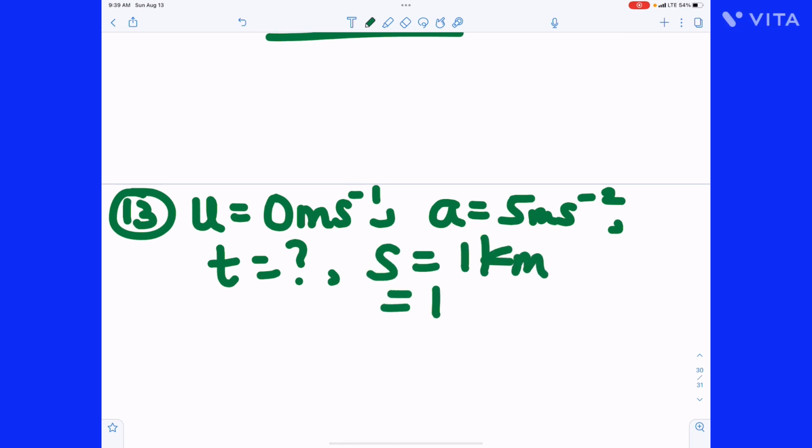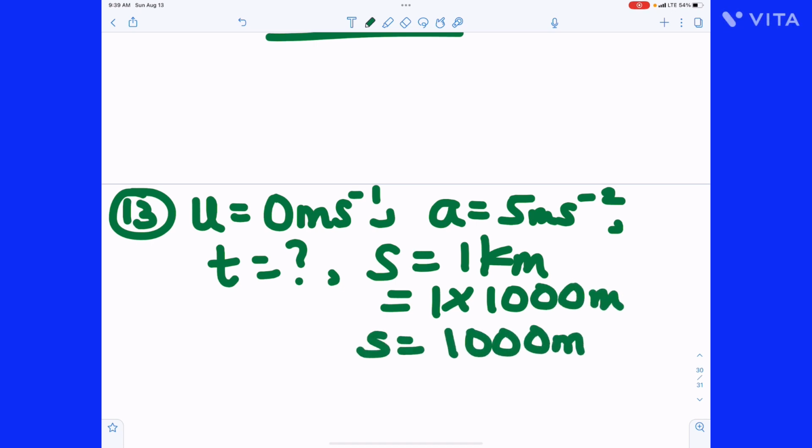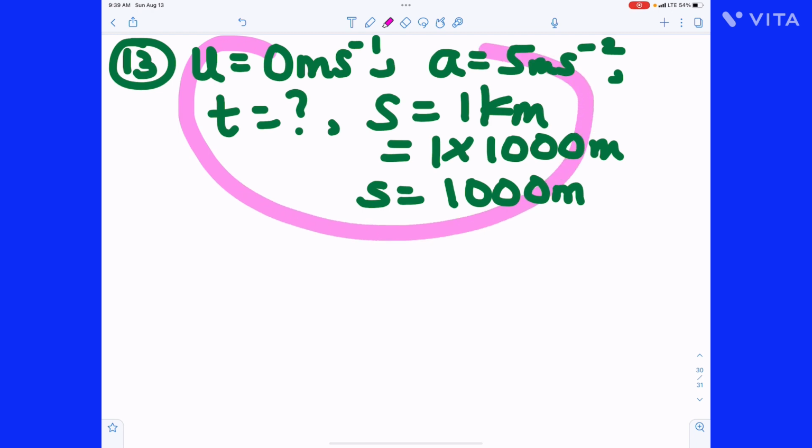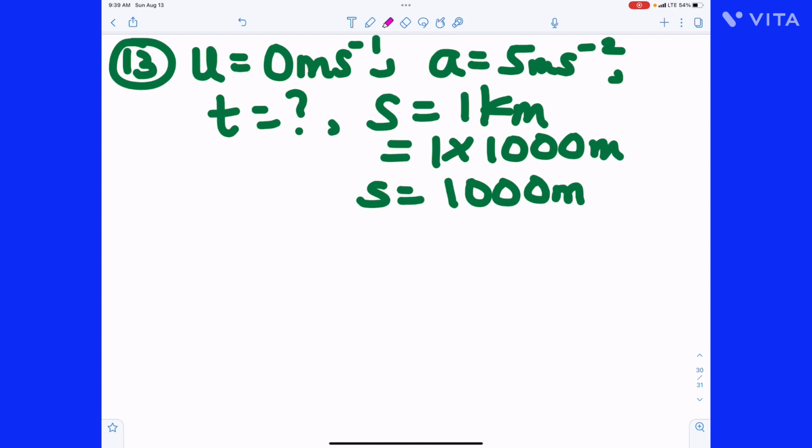First thing, 1 kilometer is 1 times 1,000 meters. So the distance is what? The distance traveled is 1,000 meters. You change any one that's not in SI unit straight to SI unit. So what does this give you? We are looking for time. We have U, we have S and A. What formula connects U, T, S and A?